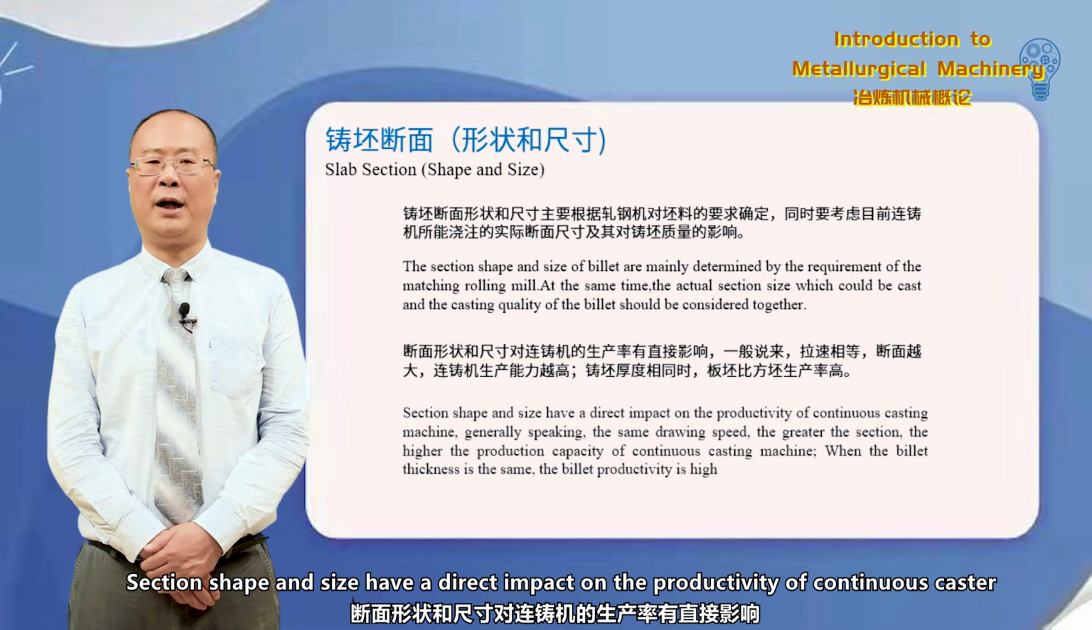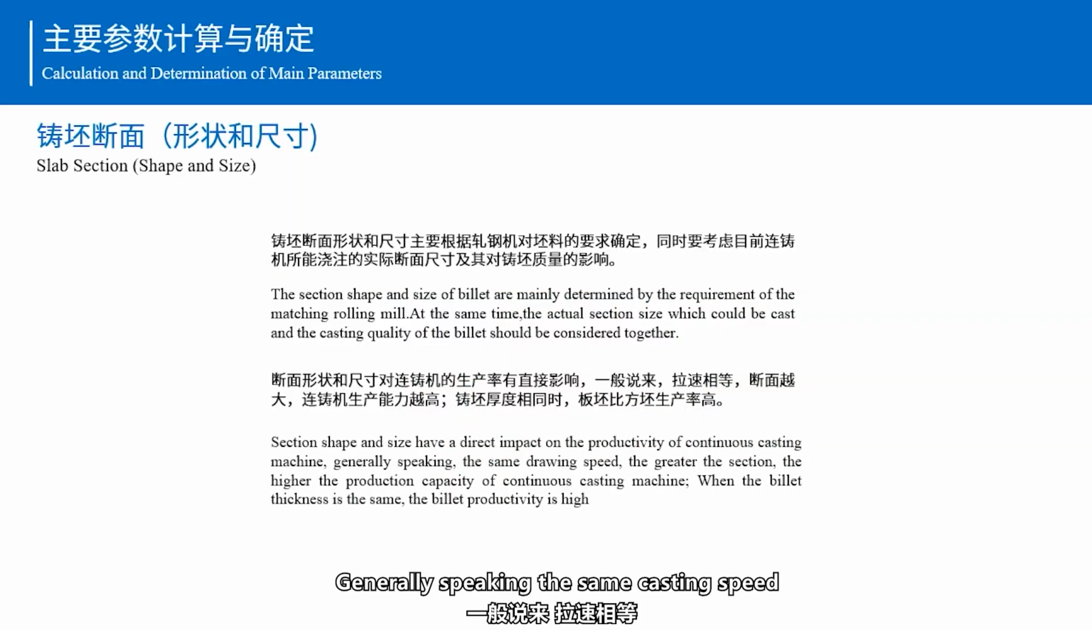Section shape and size have a direct impact on the productivity of the continuous caster. Generally speaking, at the same casting speed, the greater the section, the higher the production capacity of the continuous caster. When the thickness is the same, the slab productivity is higher than billets.